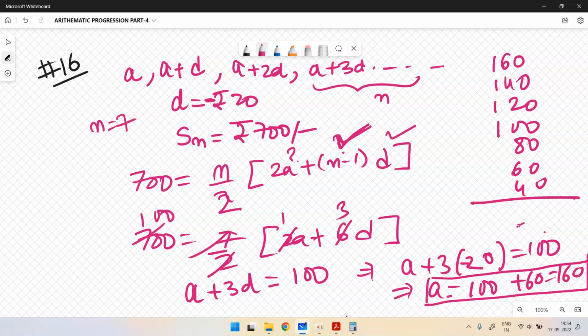And if you add all this, 10, 20, 30, so this will be 0, and then 3, 4, 5, 6, 7. This is 7. You can even verify that this is 700. So the values of the cash prizes are 160, 140, 120, 100, 80, 60, and 40.